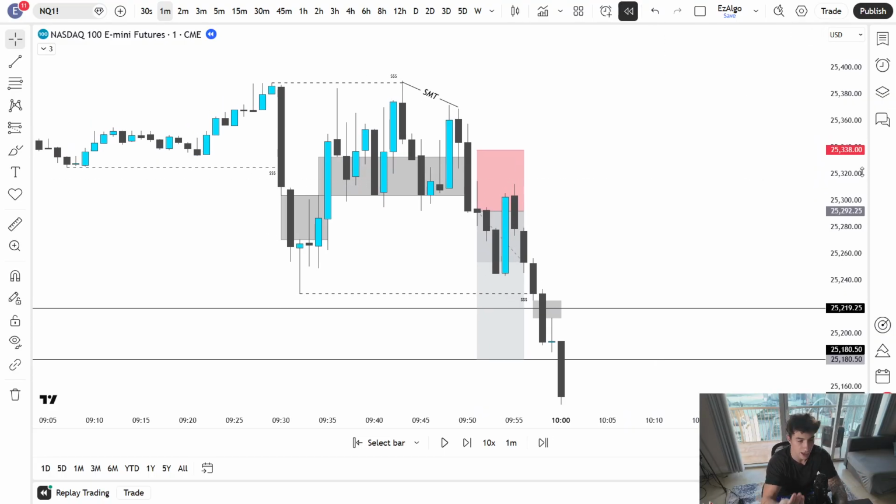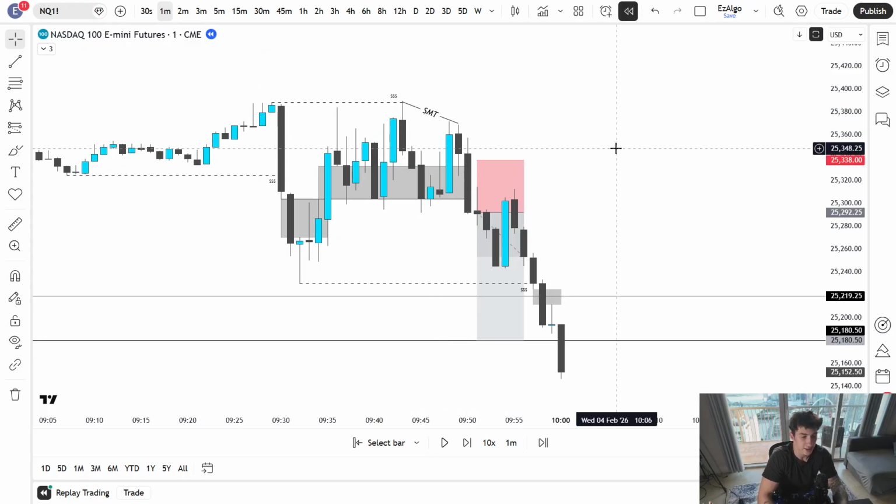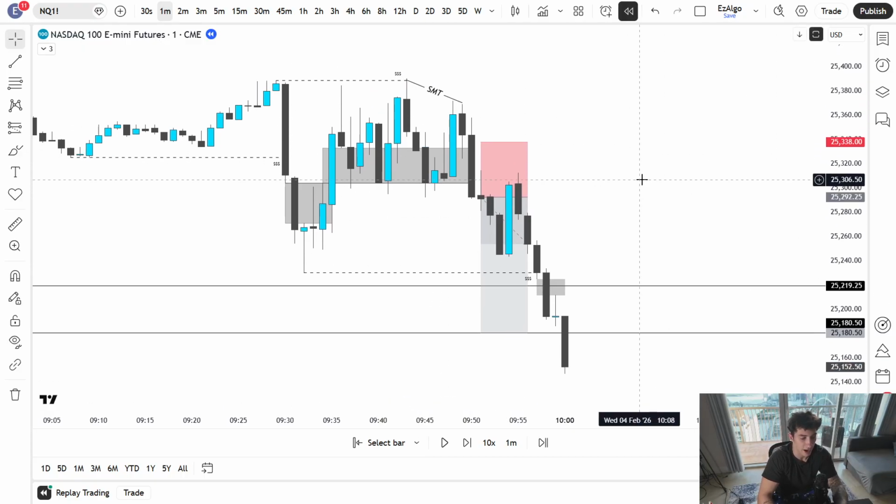There are so many models out there, so many people teaching pretty much the same thing. Again, I don't need to see an SMT for my model to be valid, but it is an extra piece of confluence. Really, guys, at the end of the day, all that matters is liquidity, okay? The entry model is kind of just that cherry on top that you enter to go to that draw on liquidity. But yeah, this was an absolute textbook day, absolute no-brainer.